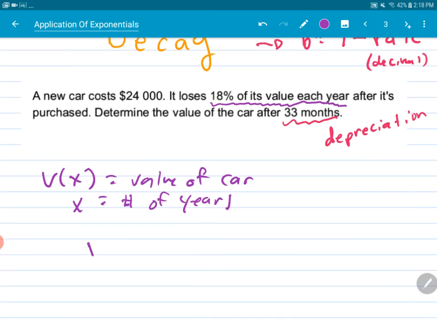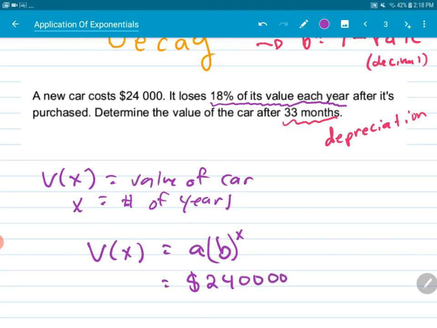So to make our equation, again, we have a times our base to the power of x. And our a, again, is going to be the initial value. And we know the initial value of the car is $24,000. And our base is going to be 1 subtract the rate. And our rate here is 18%. So 1 subtract 0.18 to the power of x.